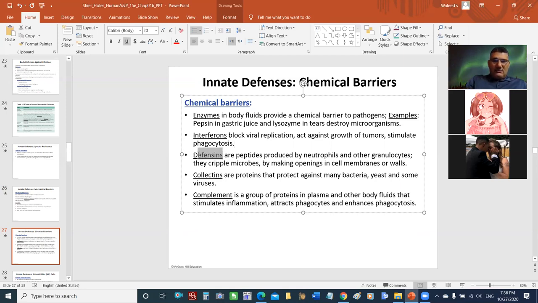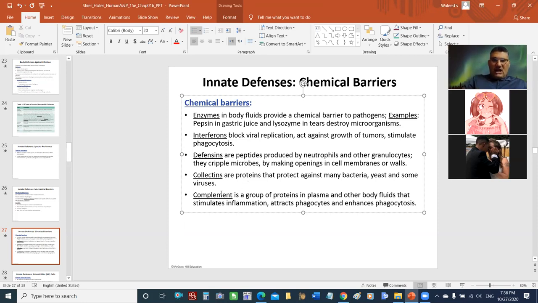Defensin, from the name, is to defend you. Neutrophils make it in order to defend you against microbes. Collectin, from the name, collection. These are proteins that are going to make a collection around the bacteria and other pathogens in order to limit their presence.